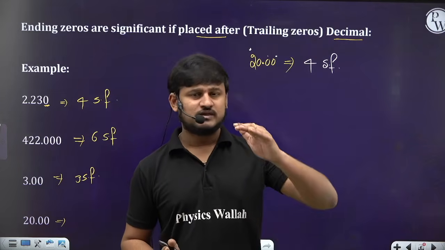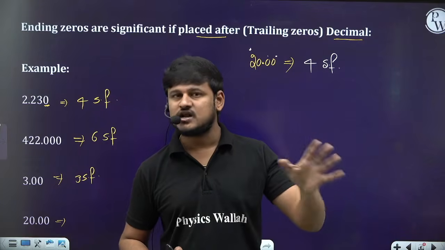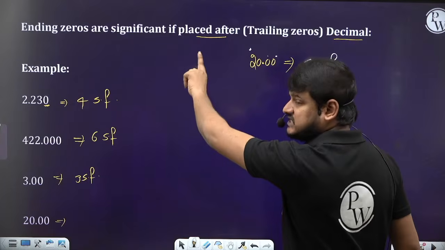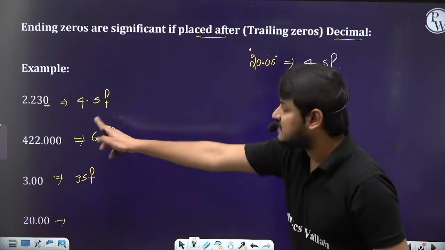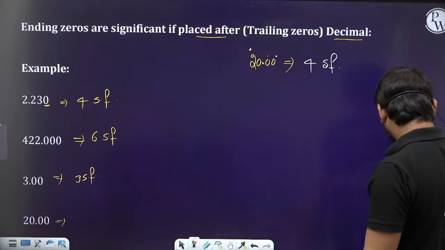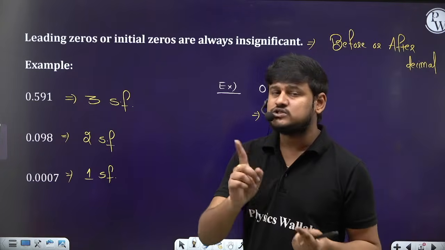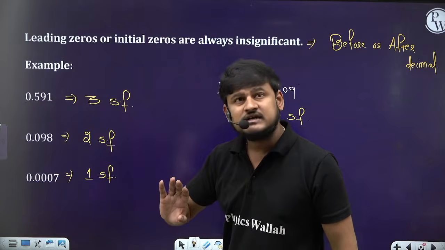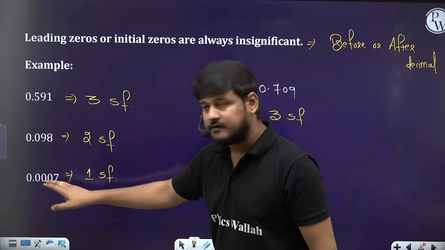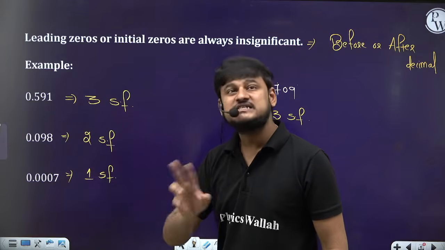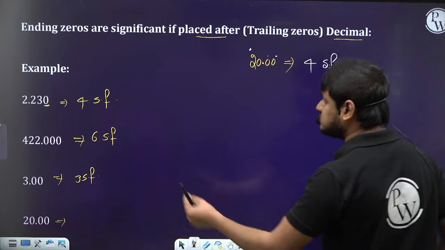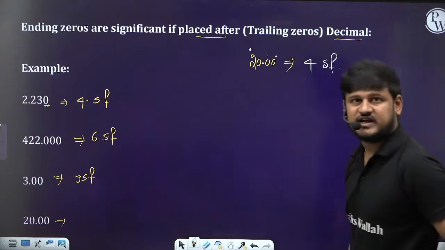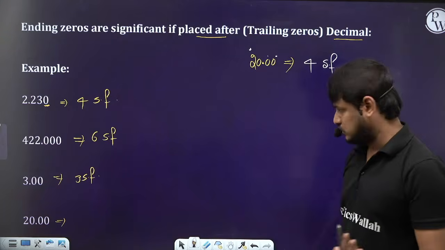Understood? So the starting zeros, the initial zeros, are insignificant, whereas ending zeros are significant if they are placed after the decimal. Not all the zeros after the decimal are significant, because these 3 zeros are after the decimal only, but they are not at the end. They are starting. So that's why insignificant here. But these zeros after the decimal are end zeros, so end zeros are significant. Clear? So let's move further.